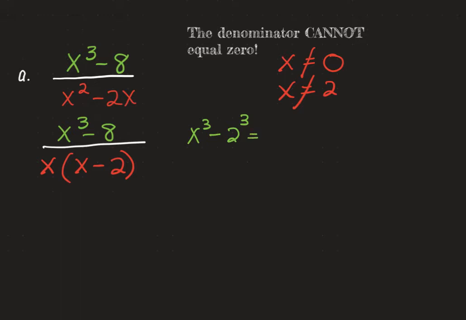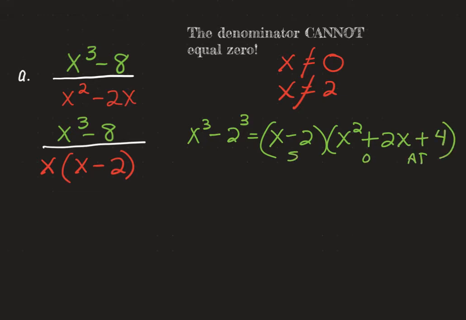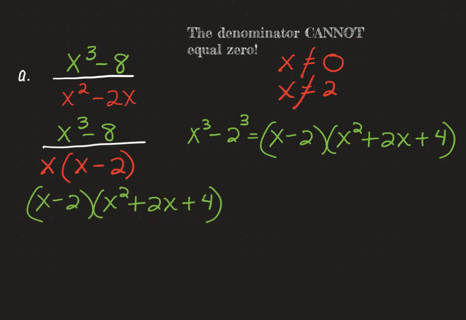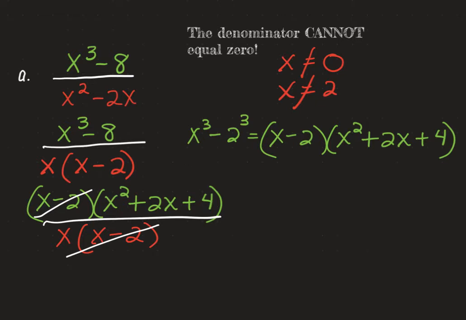And we know that will factor into x minus 2 times x squared plus 2x plus 4. Remember our SOAP that we always use? Now I can take the factored form of my numerator. It is still over x times x minus 2. And now that I have it factored in both the numerator and the denominator, I can see that my x minus 2 is a common factor of each of those, and it cancels.